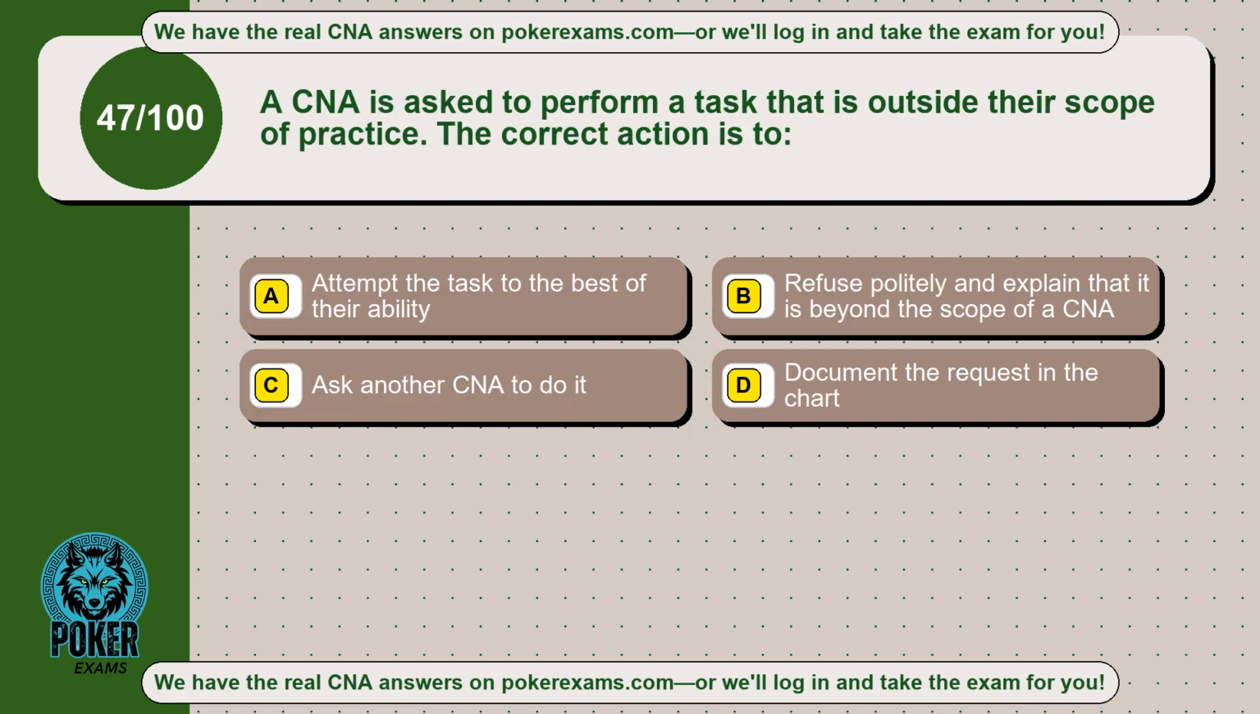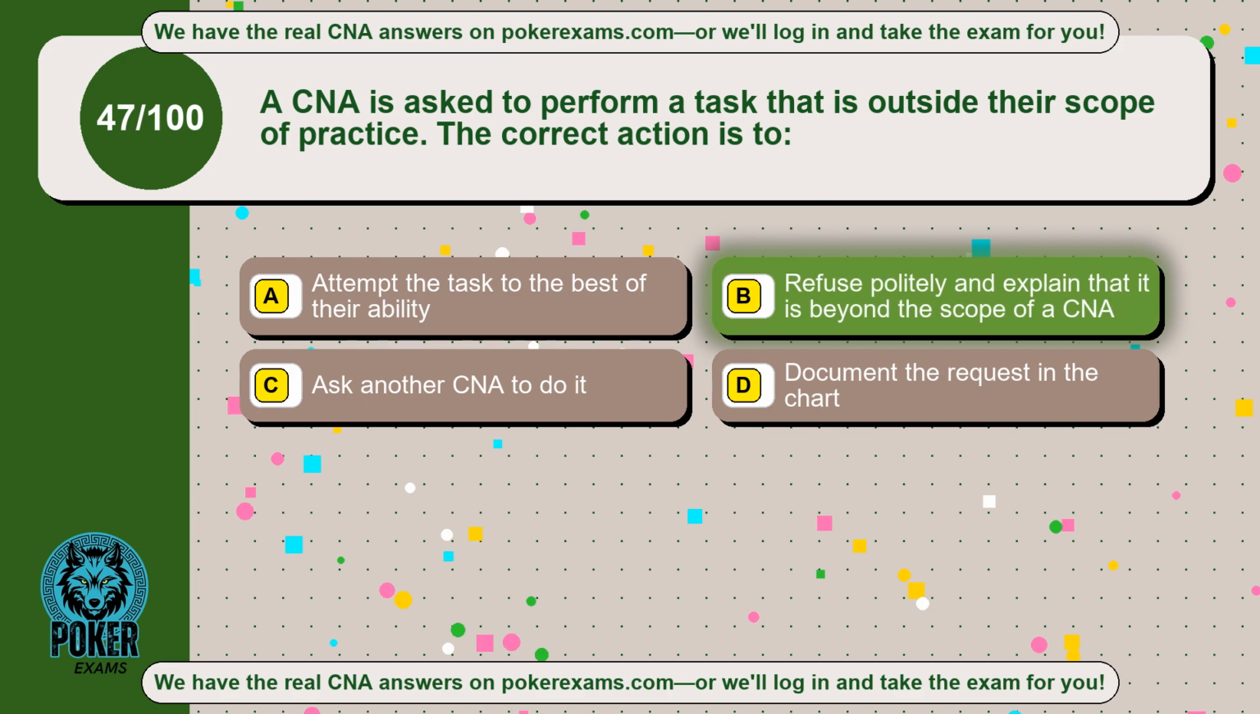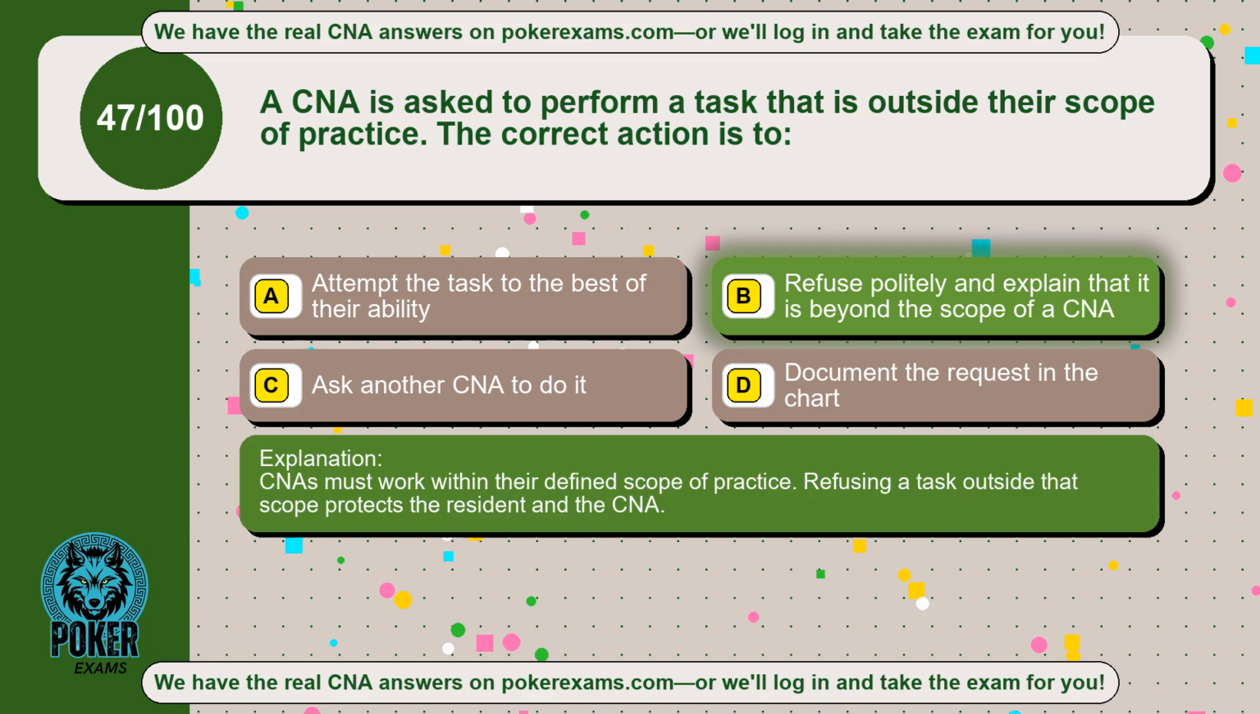Question 47. A CNA is asked to perform a task that is outside their scope of practice. The correct action is to: Option A, attempt the task to the best of their ability. Option B, refuse politely and explain that it is beyond the scope of a CNA. Option C, ask another CNA to do it. Option D, document the request in the chart. The correct answer is option B, refuse politely and explain that it is beyond the scope of a CNA. CNAs must work within their defined scope of practice. Refusing a task outside that scope protects the resident and the CNA.